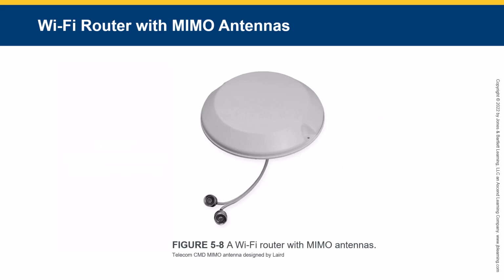Here's an example of a Wi-Fi router with MIMO antennas. Again, sometimes you don't get to really see the antennas. They're all internal, so that's something to definitely take note of.